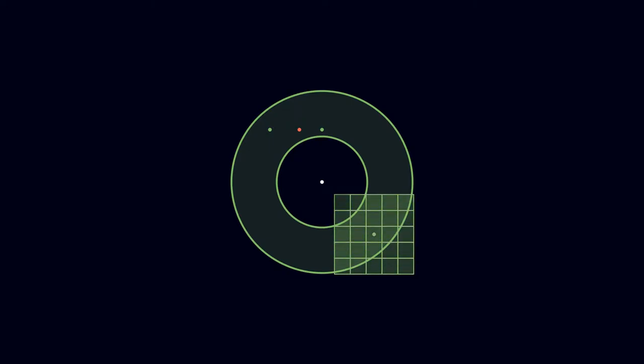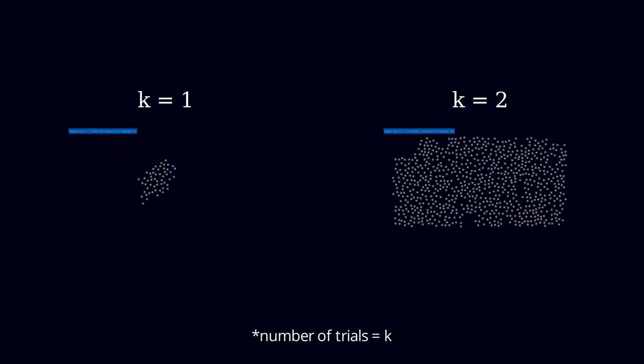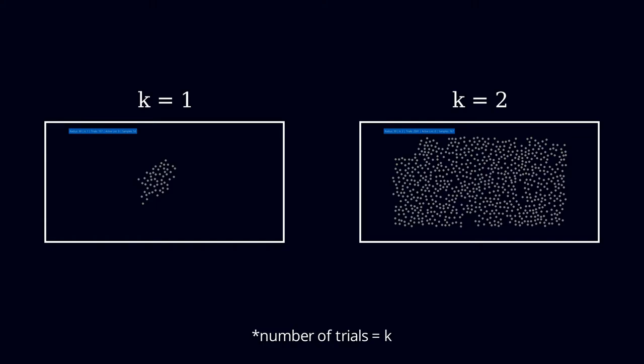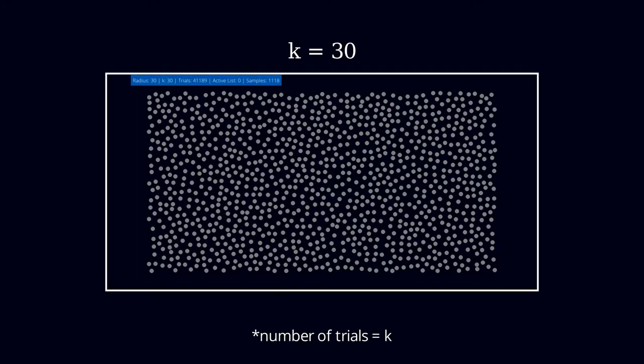And if we cannot find a valid candidate after a certain number of trials, we need to discard this spawn point from our active list. If you set this number of trials too low, there may be huge gaps in the region. And if we set this number too high, it will get slower. We set this number to 30 because it was the number in the original paper.